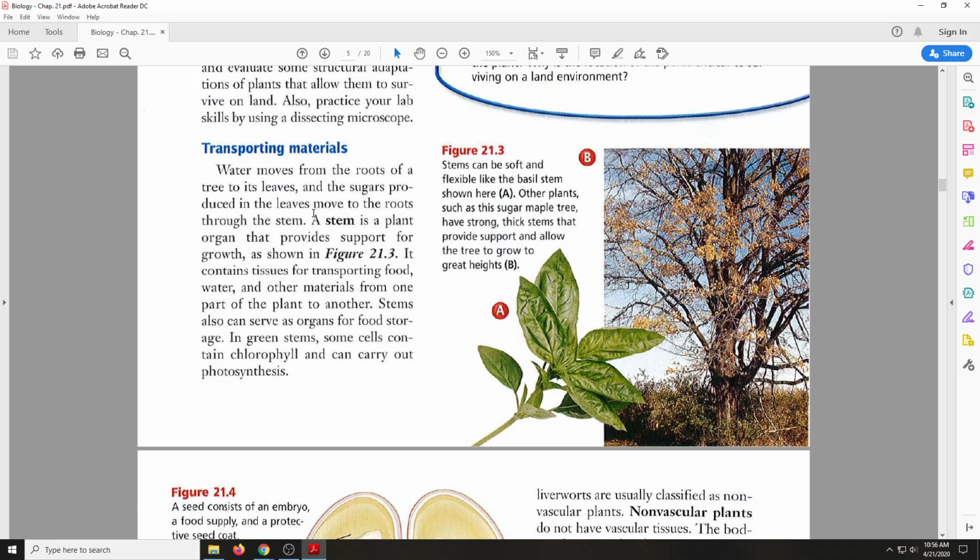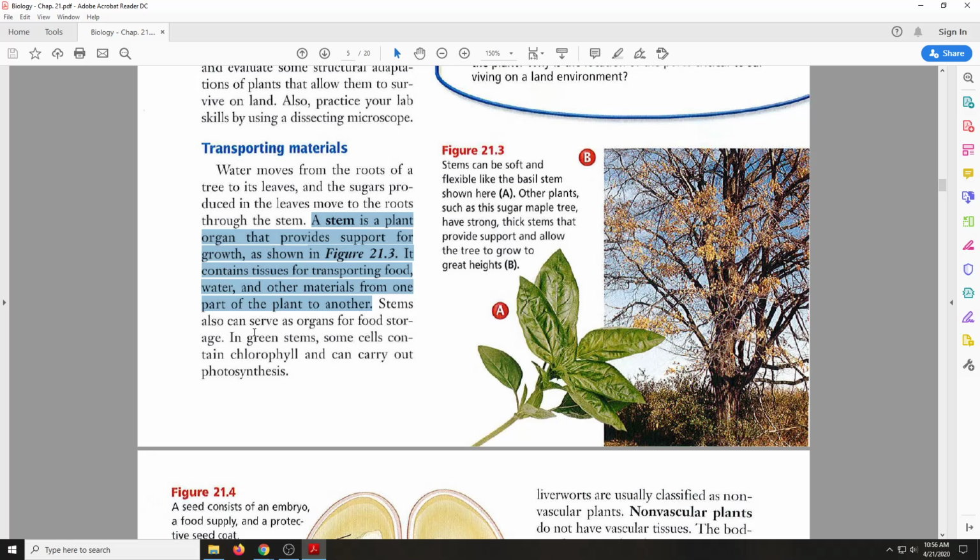We see that the stem is an organ. I know you might not think of it as an organ, but it's considered an organ that provides support for growth, and it contains tissues for transporting food, water, and other materials from one part of the plant to another. So we have our bloodstream, right? If you eat food, the food gets digested and gets in your bloodstream and the blood takes it everywhere your body needs to. The stem is essentially what's responsible for doing that for plants.